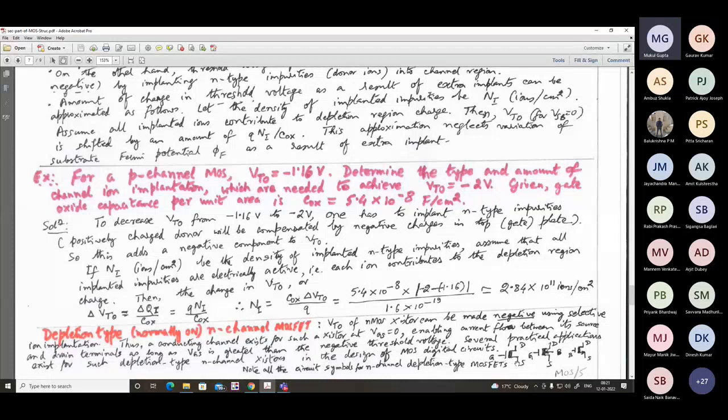If you have to make the channel disappear, you have to make gate negatively biased with respect to source. Also, that means this thickened line is there in the vertical line. It means that this accounts for depletion mode in MOS transistor.